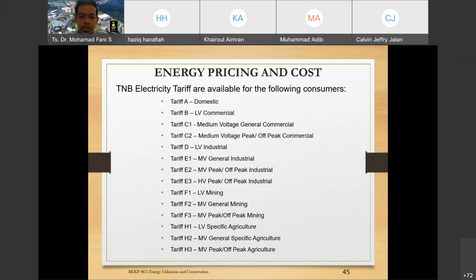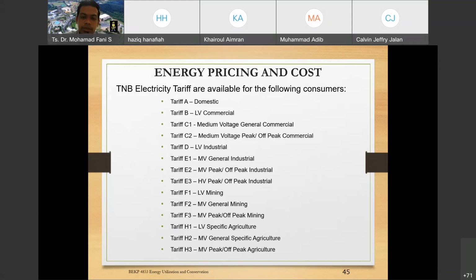This slide shows the following consumers that I think are available currently in Malaysia. So tariff A for domestic, B low voltage commercial. Okay, please understand this type of tariff. I did mention the voltage type. So the determination of the consumer will be based on the voltage supplied by TMB, because TMB does not supply current but supplies voltage. Okay, tariff A domestic, the low voltage. Tariff B low voltage commercial.